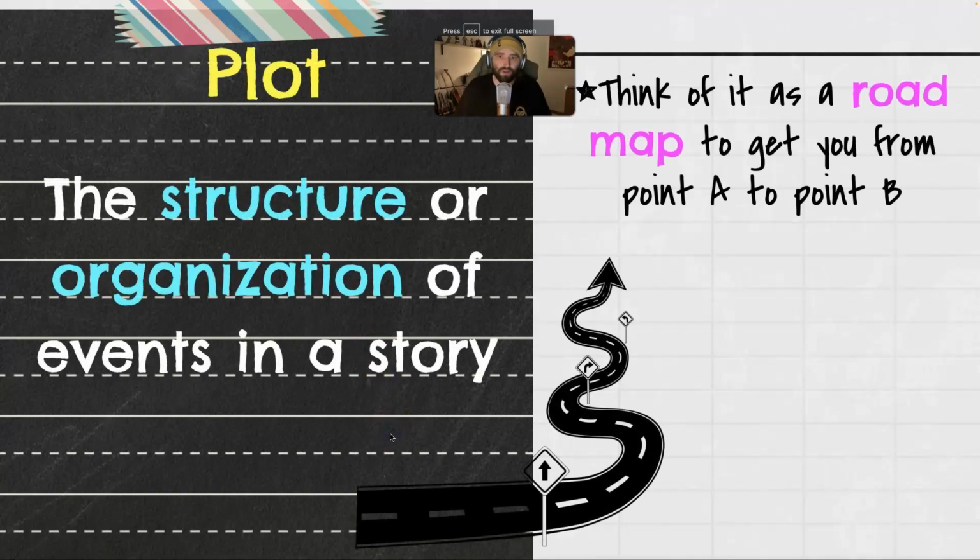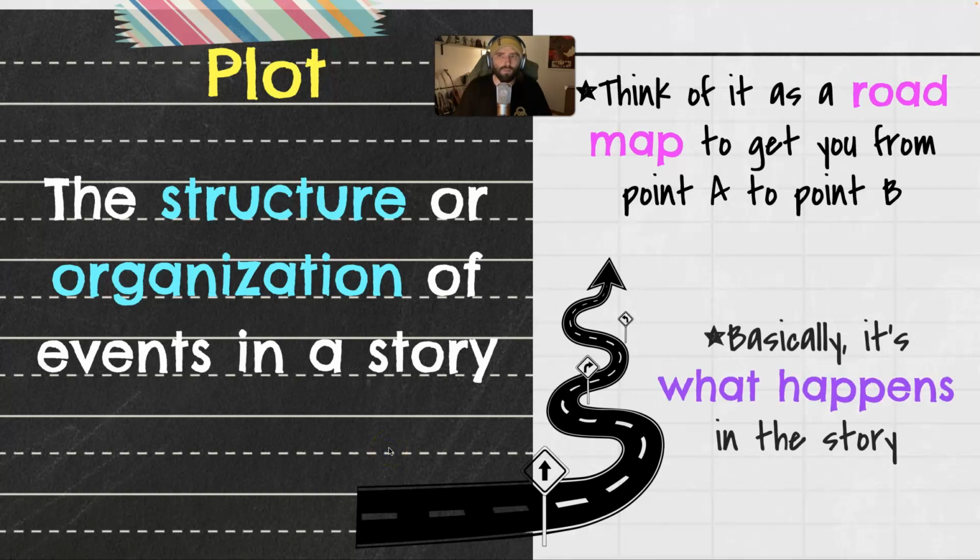So looking at plot, let's go through this with the lens of Avengers, Infinity War, and Endgame. But before we get there, the structure or organization of events in a story is plot. Think of it as a roadmap to get you from point A to point B. Now, roadmaps don't always get you from point A to point B in a straight line. Sometimes it's curved, sometimes it's all over the place, and that's kind of what plot will be. It won't always be directly in a straight line, but just understand that it's basically what happens in the story.